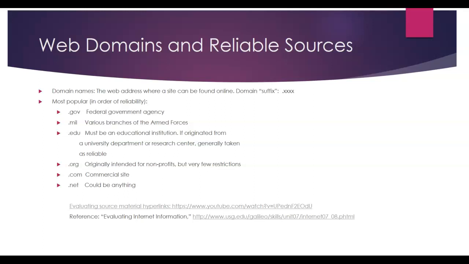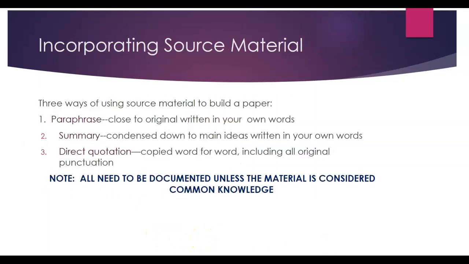If you're unfamiliar with the organization, you have to do some additional research to see if it's reliable before you use that information. .com is the most common. It means commercial. Any of us can have one. And the problem with that, again, is how do you know if the information is reliable? And then a .net could be anything. And we talked about, if you want to know more, there are plenty of YouTube videos that talk about evaluating sources, so if you're confused about this.